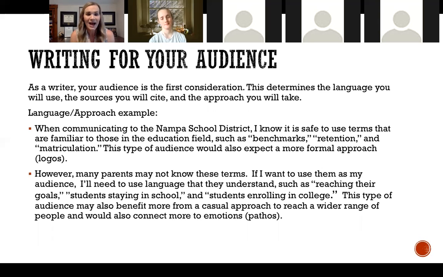So instead, I'm going to switch my language up a little bit and make it more easily understandable, right? So instead of saying benchmarks, I'm going to say reaching their goals. Instead of saying retention, I'm going to say students staying in school. And instead of saying matriculation, I'm going to say students enrolling in college. Those are much more easily understandable by a wider variety of people than benchmarks, retention, and matriculation. I'm adjusting my language based off of who my audience is.